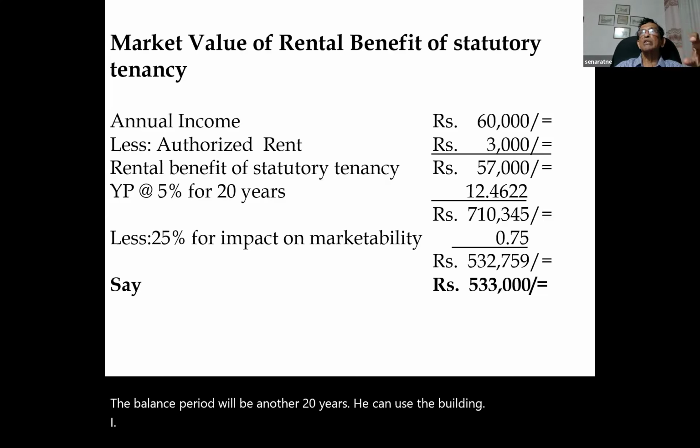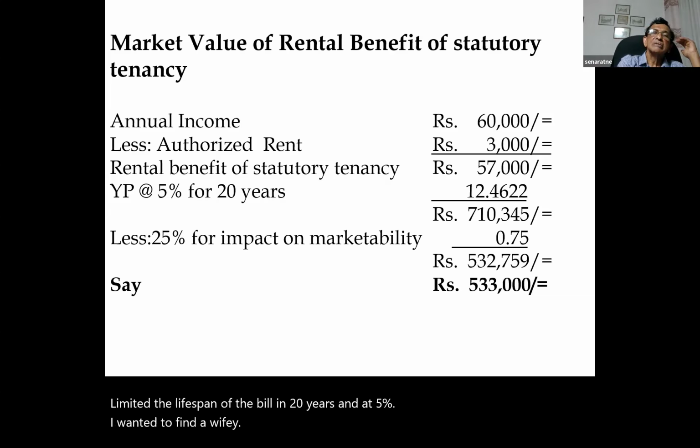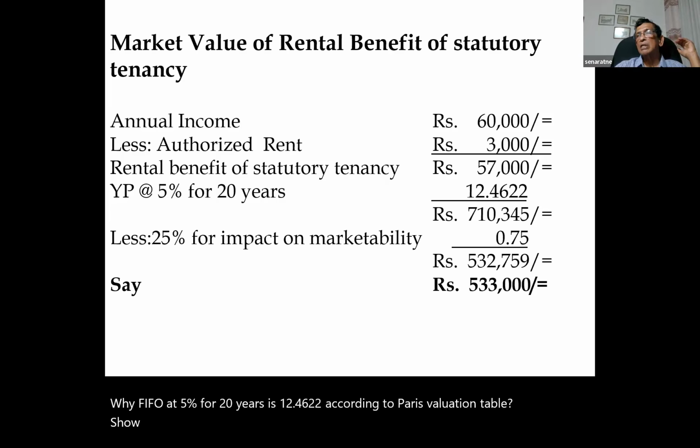So I limited the lifespan of the building to 20 years, and at 5%, I wanted to find the YP. YP at 5% for 20 years is 12.4622 according to the Parry's valuation table. So the value comes to 710,345, the market value of the rental benefit of the statutory tenant.